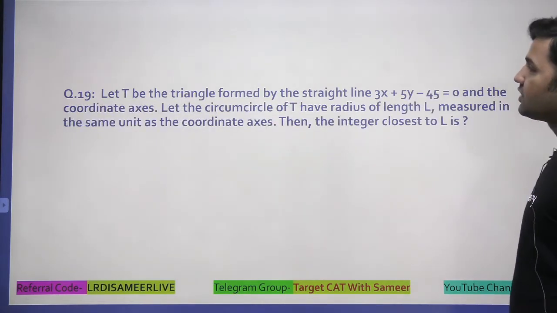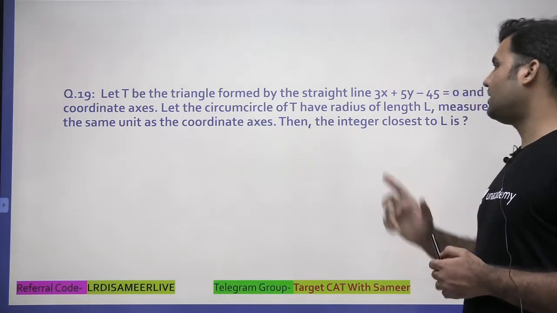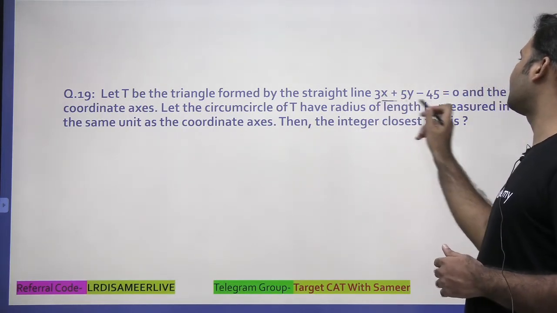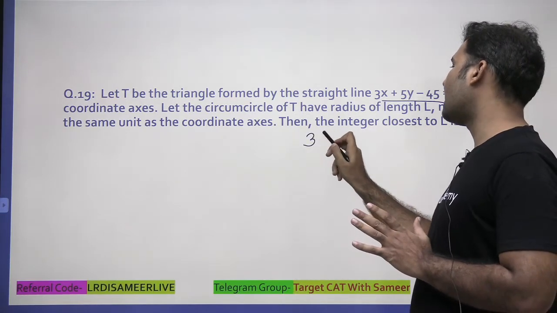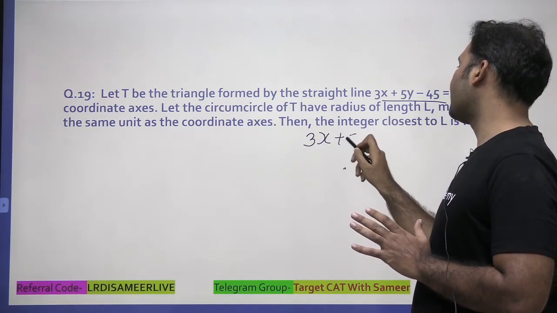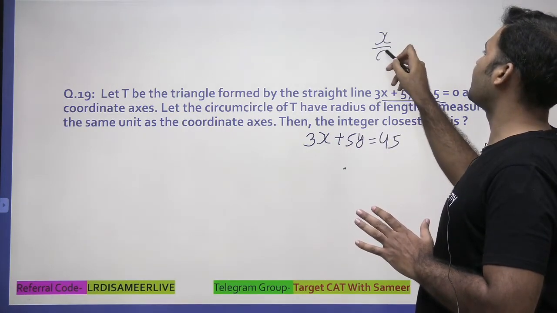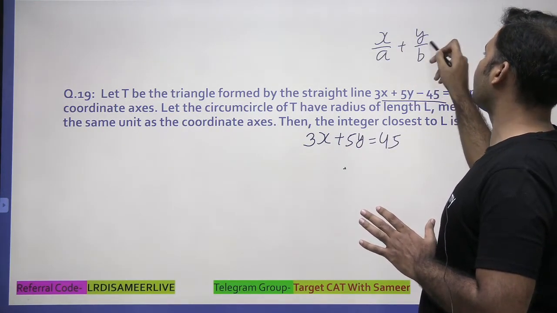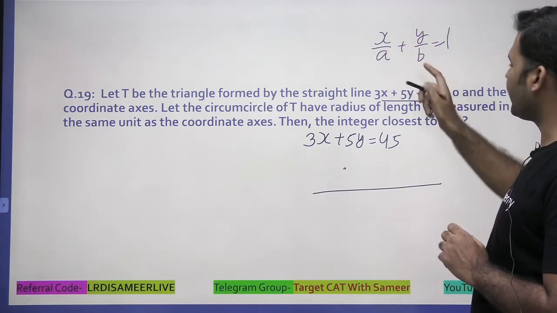Next, look at question number 19 of coordinate geometry. It says, let T be the triangle formed by the straight line 3x plus 5y minus 45. The moment you have to draw the graph of a line, straight away convert it into intercept form. The intercept form of a line is x upon a plus y upon b is equal to 1, where x intercept is a and y intercept is b.